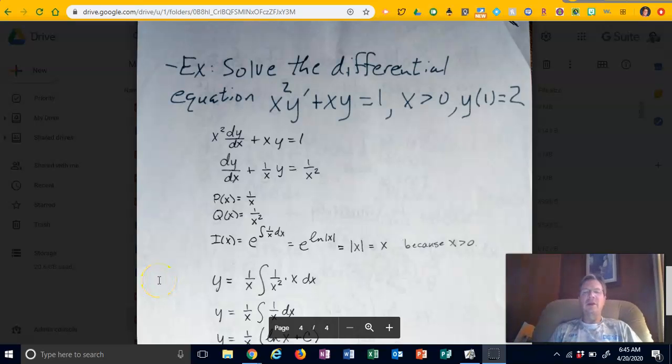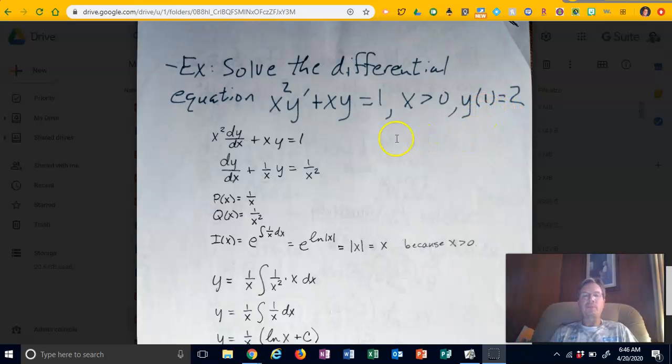Okay, in this second video, I want to look at a first order linear differential equations problem where we're trying to get the particular solution, which means that we have some initial conditions. All right, so we have x squared y prime plus xy equals 1, and our initial conditions look like this. X is to be positive, and y is 2 when x is 1.